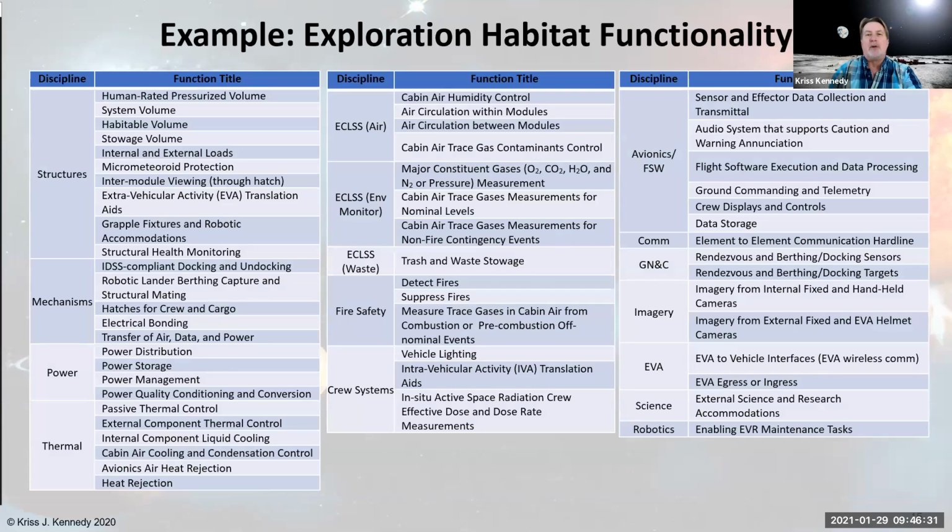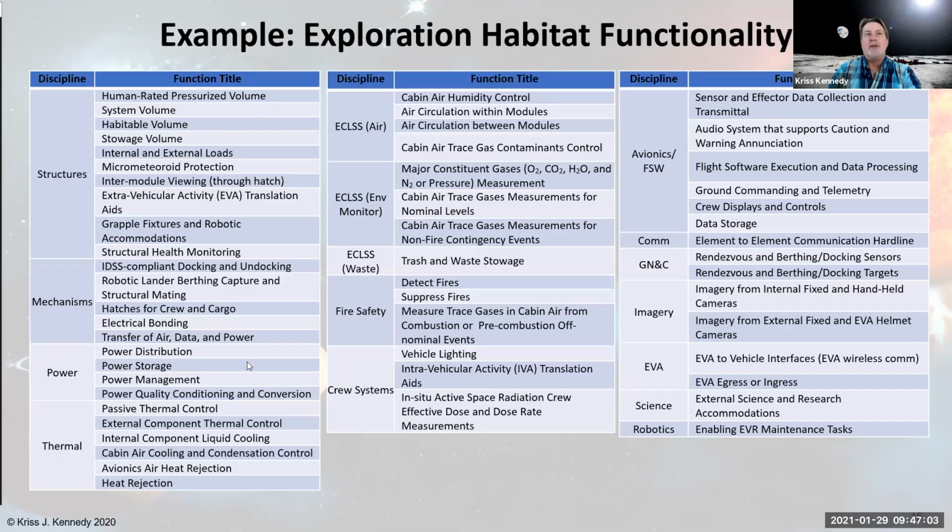Here's some examples already done for you in relation to exploration habitat functionality. So you've got the discipline and the functional title. So you've got structures, mechanisms, power, thermal, ECLSS, fire safety, crew systems, avionics, comm, guidance, navigation, control, if it's applicable, imagery, EVA, science, and robotics. And each one of those have some additional functional decomposition titles.